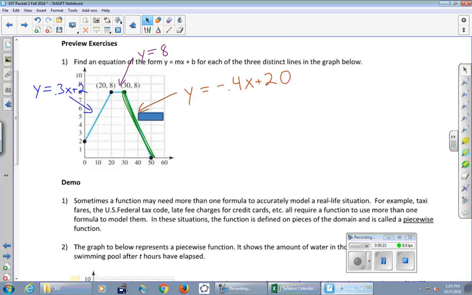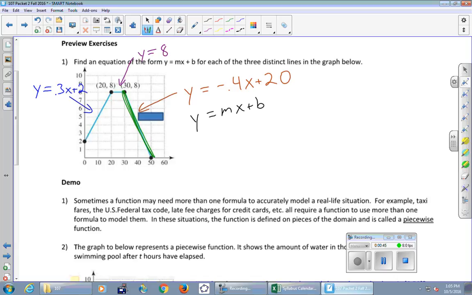Okay, so coming back here in our preview exercises, we're going to find the equation of that green line. I've already written the answer here. That's y equals negative 0.4x plus 20. So how do we get that? Well, let's give it a try. First thing we're going to do is write down our basic y equals mx plus b formula. And we're going to find the m, and then we're going to find the b.